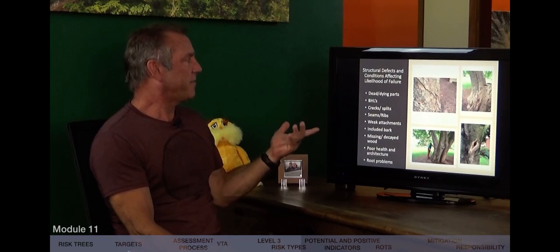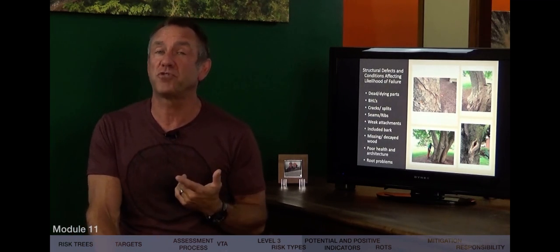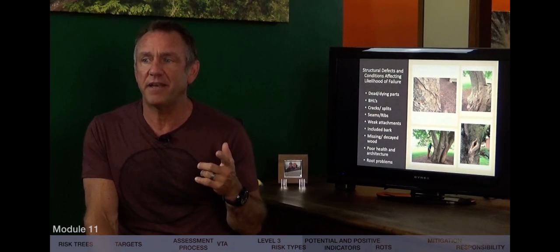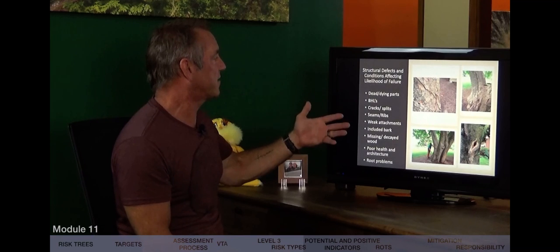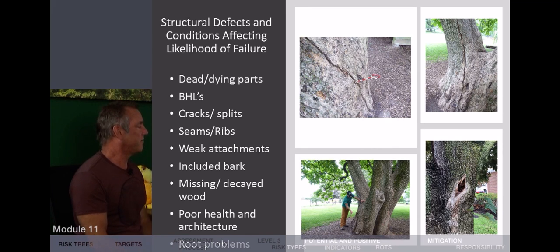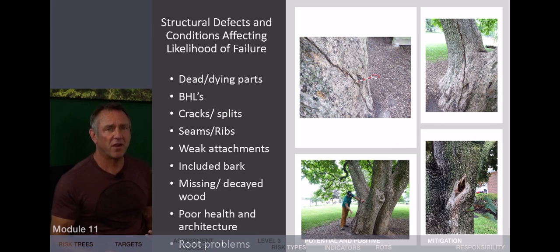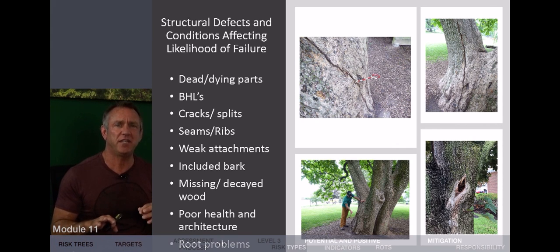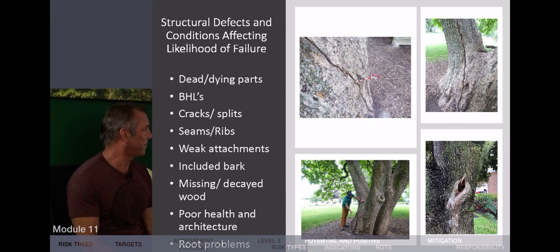So these are some examples of structural defects that commonly affect the likelihood of failure. And there could be a lot of different things, from cracks and splits. As you can see, I've got my surveying pin in here measuring the depth of that crack. Codominant stems, which is poor architecture, looking for decay pockets, wounds, included bark, any type of disease or signs of disease that may increase that likelihood of failure.